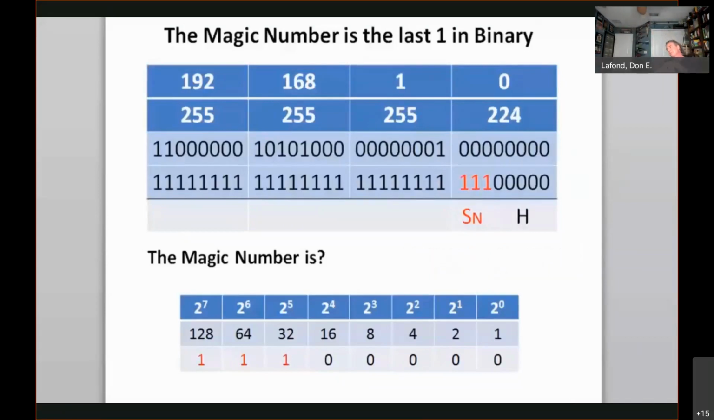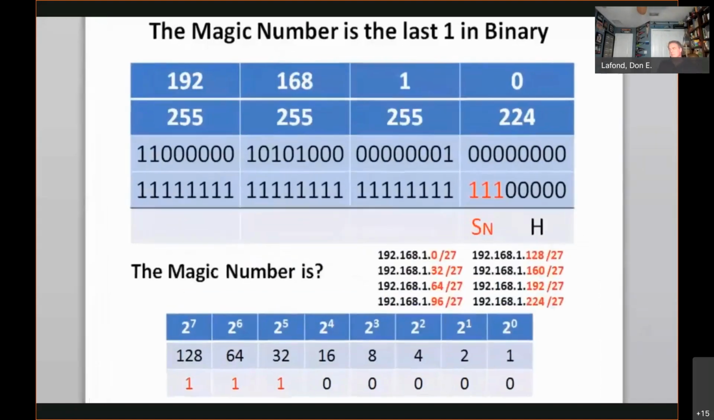With 3 bits, we now have a /27 subnet mask, in decimal 255.255.255.224. The last one in the subnet mask is our magic number. In this case, it's in the 32's place in the binary conversion table. So the magic number is 32. If we look at the networks, we'll see that they go up by 32. The first network being 0, 192.168.1.0/27.